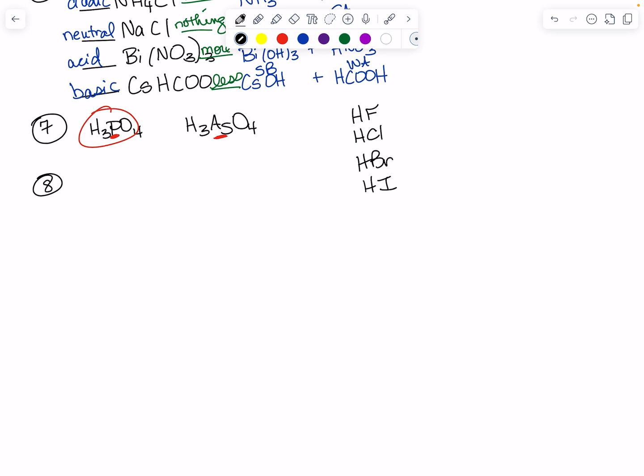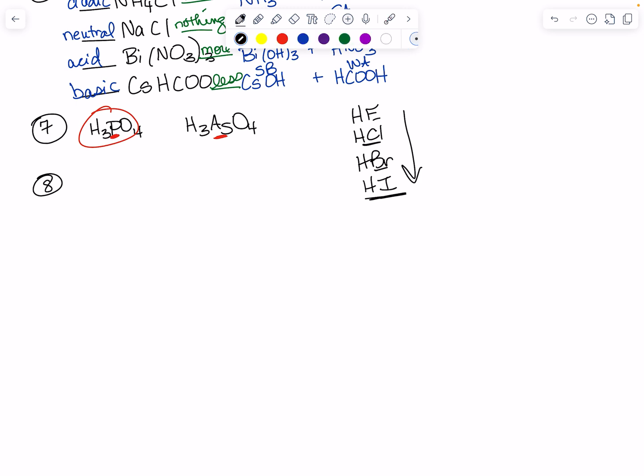Like this. Increase size, increase acidity. So HI is strongest, then HBr, then HCl, then HF. But when you're looking at oxo acids, like these, it's H, oxygen, and something else. You're always looking at electronegativity.